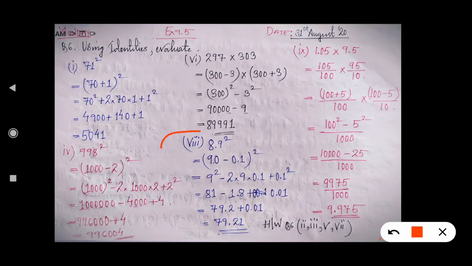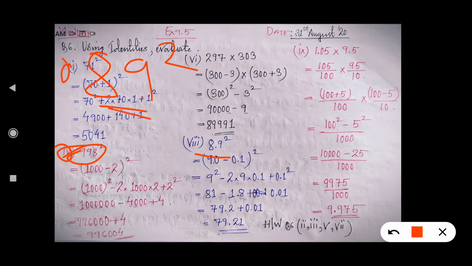Okay, let's move to Roman number 8. Now it's also same, 8.9 whole square. Now think it's just 89 square. So what I have taught you in this case, Roman number 1 and 4, you'll have to do same. In case of 89, what you'll write, which is the nearest number ending with 0? 90. So we'll write 90 minus 1 whole square, isn't it?